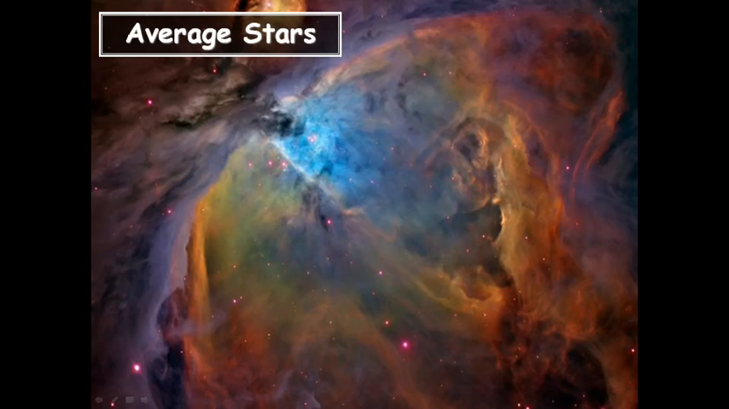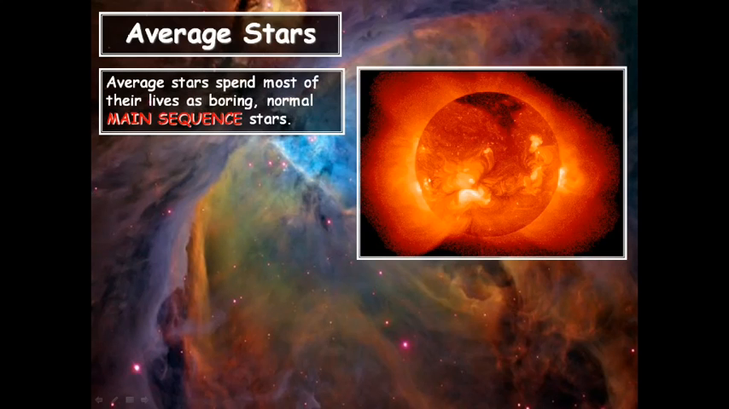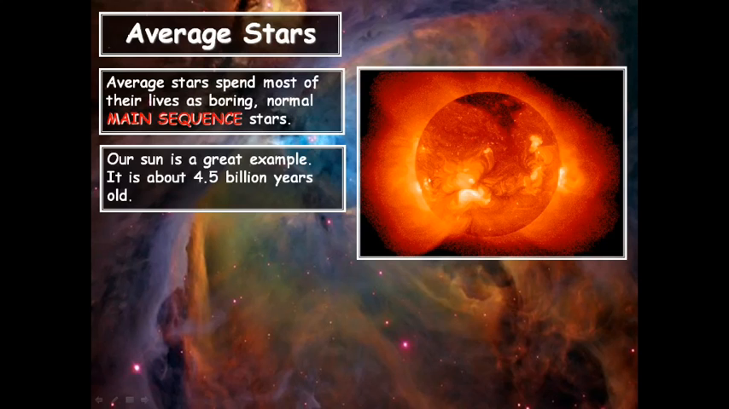So an average star, this is like our sun. It is an average star. What they do is after the protostar stage, they go into the main sequence. A main sequence star lasts on average about 10 billion years. Our star is in midlife. It has made it about 5 billion years, a little under that.